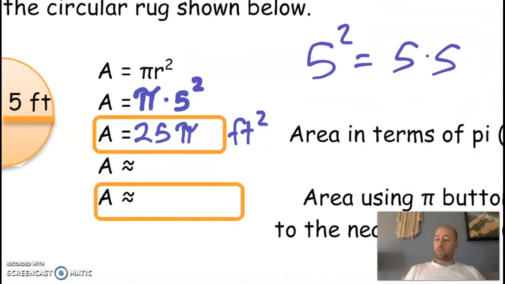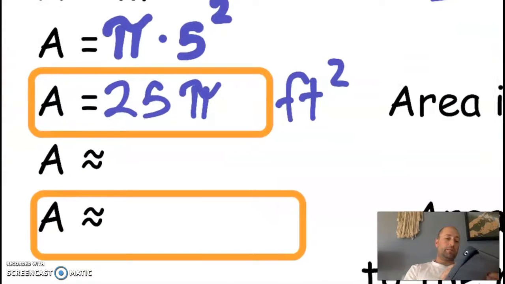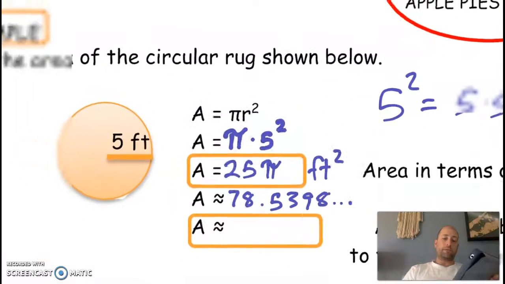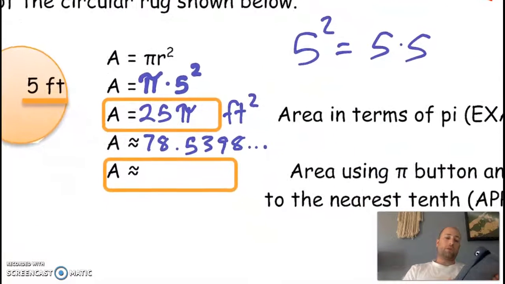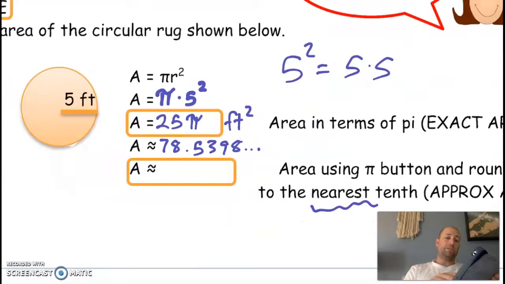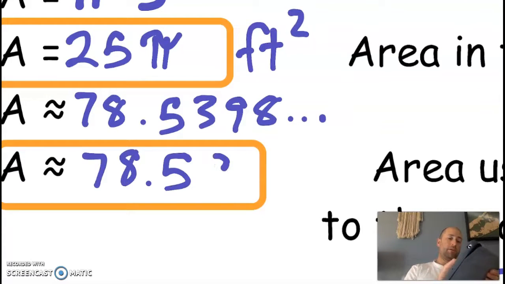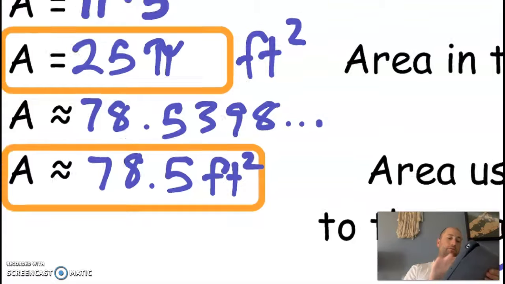I could multiply that out to get 78.5398, which goes on forever. So I'll use that pi button, and then round to the nearest tenth, that's the first decimal place. That 3 leaves that 5 alone. So we could say that is 78.5 feet squared.